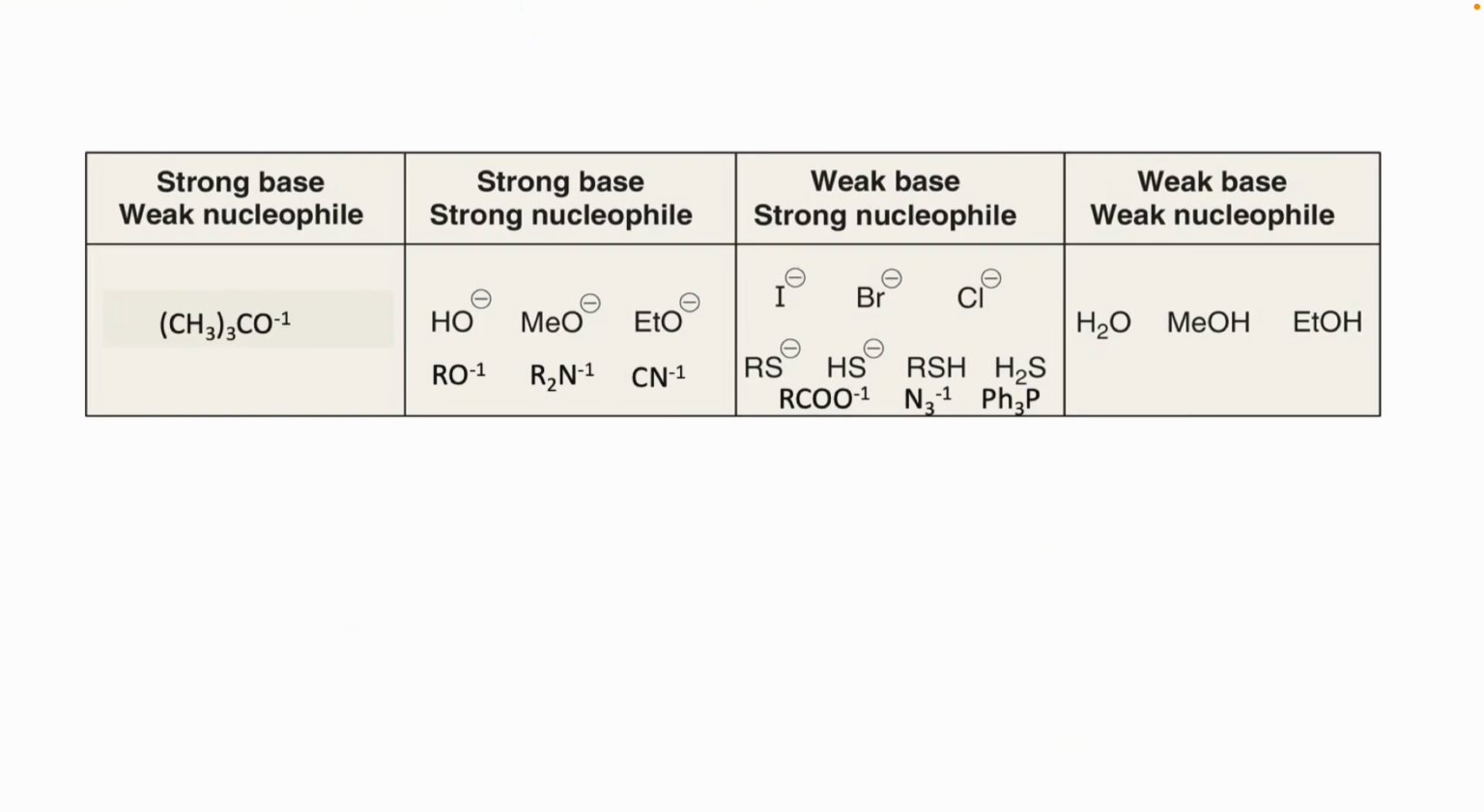This first category are things that are strong bases, but then bad nucleophiles, weak nucleophiles. Our next category is things that are both strong bases and strong nucleophiles. Our next category is things that are crappy bases, but are good at being nucleophiles. All right, and then the last category is of things that are both weak bases and weak nucleophiles.